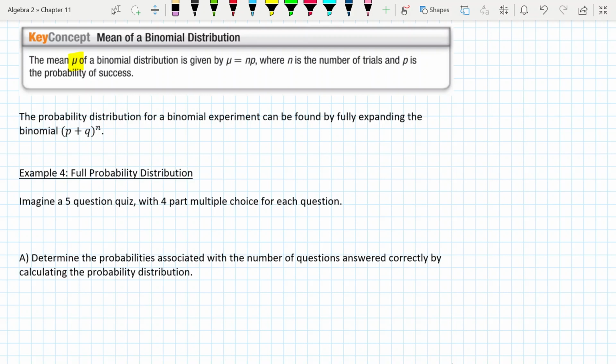The mean of a binomial distribution is given by n, the number of trials, times the probability of success.